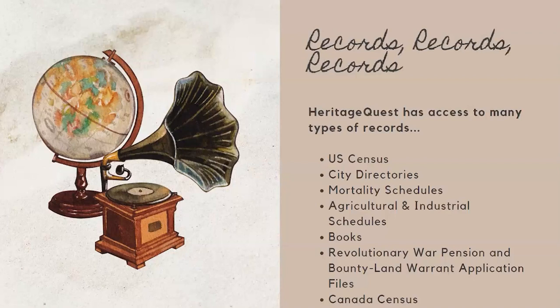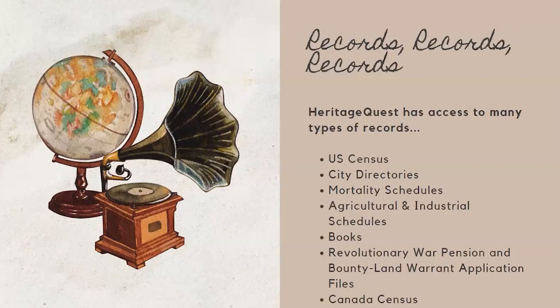Agricultural and industrial schedules show the growth of agriculture, industry, and technology from 1850 to 1880. These are only available for certain states, but Illinois is one of the states covered in this index schedule. Books may also contain information about an ancestor. Many of the titles included in HeritageQuest are related to specific geographical areas, churches, or specific family histories. They may contain vital clues about an ancestor's involvement in a community.